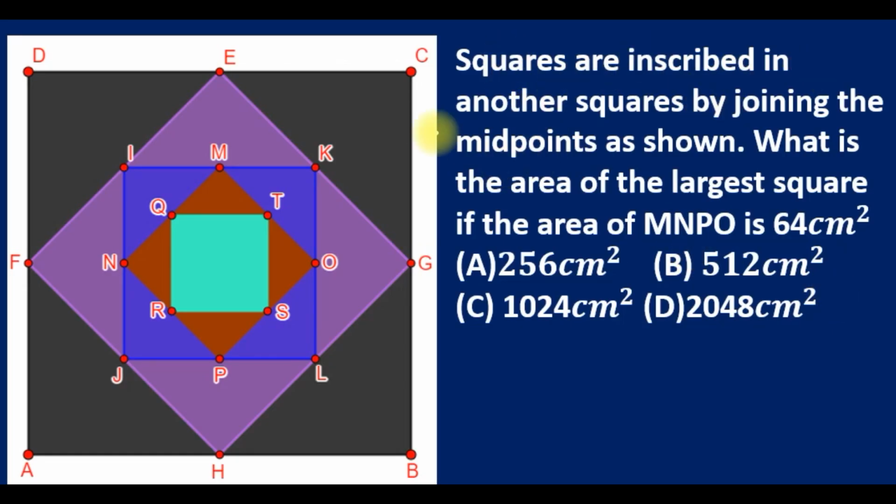Squares are inscribed in another square by joining the midpoints. So these are all midpoints. As shown, what is the area of the largest square if the area of MNPO is 64 cm squared? Okay, before I solve it, let's look at this plane.